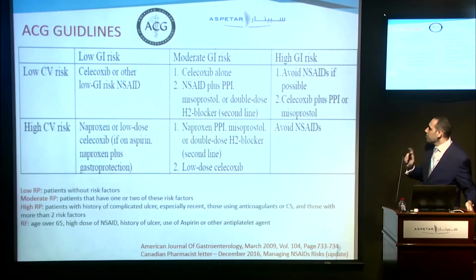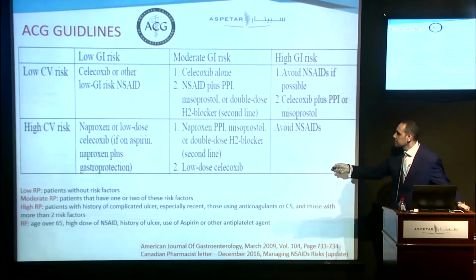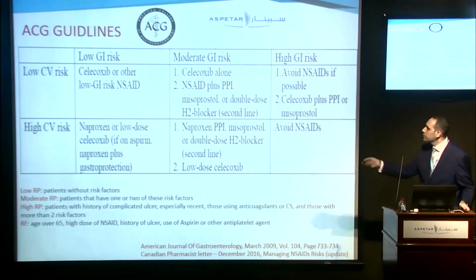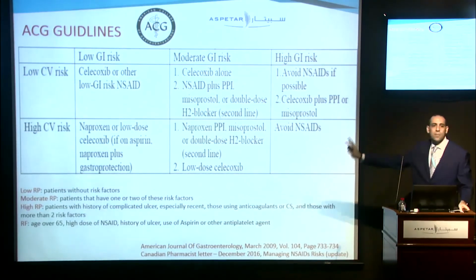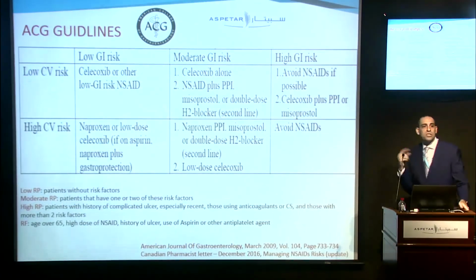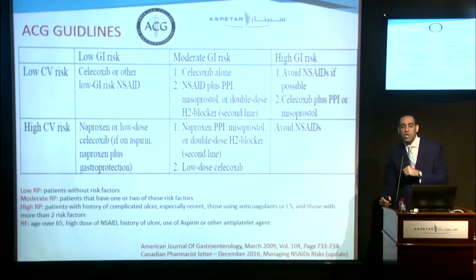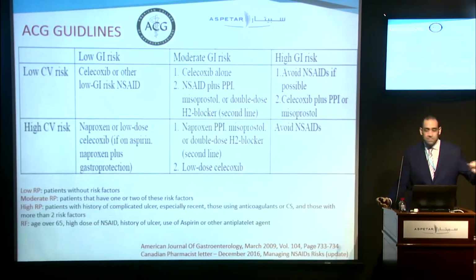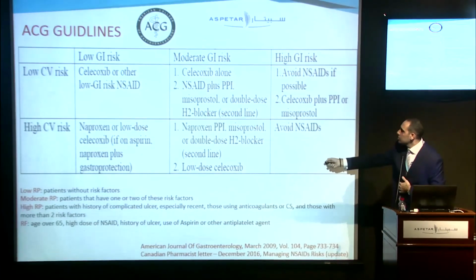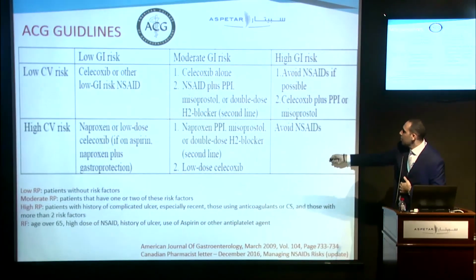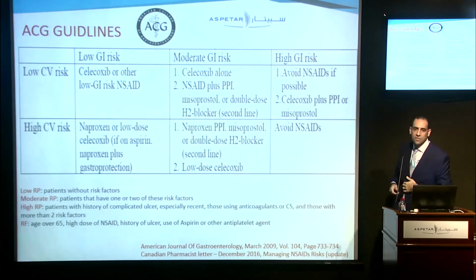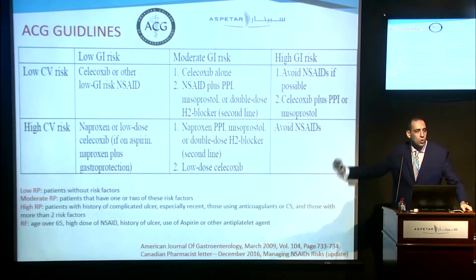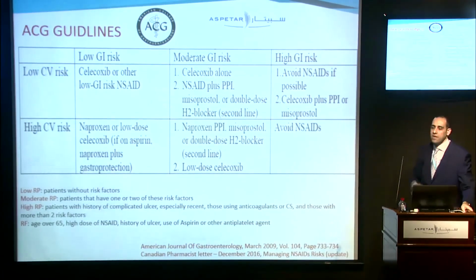I want to grab your attention to the high cardiovascular risk. In the past, in the year 2009, the drug of choice for the high cardiovascular risk was only naproxen. But after the PRECISION trial that I explained to you earlier, where we showed that celecoxib carried the same risk as naproxen, they added low-dose celecoxib as a second option in the high cardiovascular risk patient. So what has been concluded in the PRECISION trial actually has been reflected in this guideline.